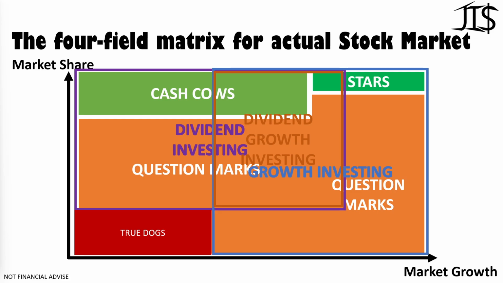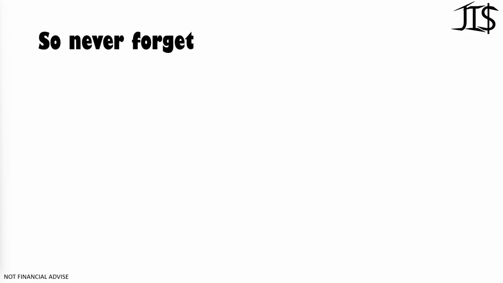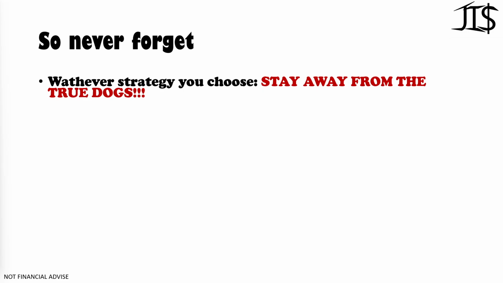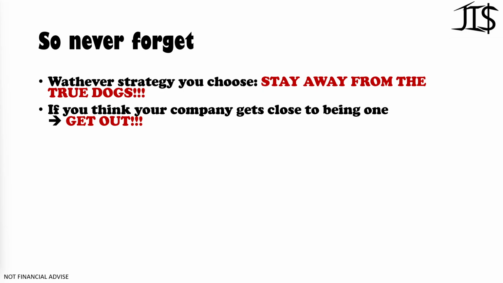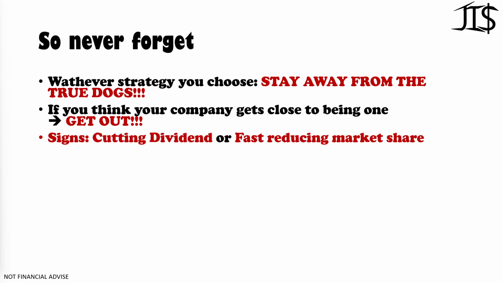before they actually become true dogs, and always run away from true dogs. So whatever strategy you choose, stay away from the true dogs. If you think your company gets close to being one, get out. I'm also not going to hesitate when one of my companies that I invest into in the U portfolio is becoming a true dog, I will sell. Signs are cutting of the dividend or fast reducing of the market share. So if you see that happening to your company, get out.